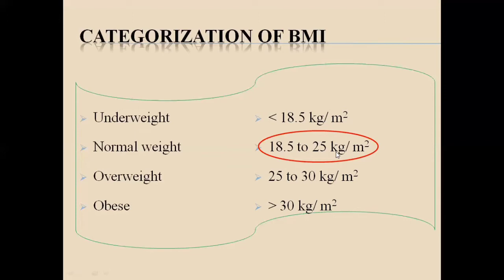If the BMI comes below this value, then the person will be categorized as underweight. And if the BMI of the person comes above 24 or 25 kg per meter squared, like from 25 to 30, then that person will be categorized as overweight. And if the BMI value exceeds 30, more than 30 is categorized as obese. So obese is more than 30 kg per meter squared.